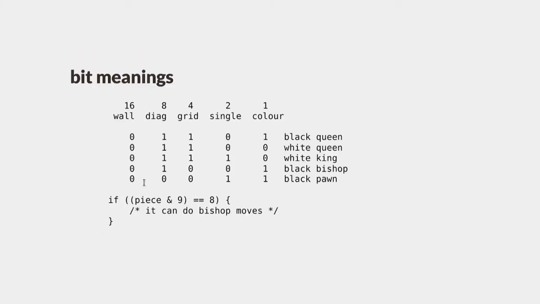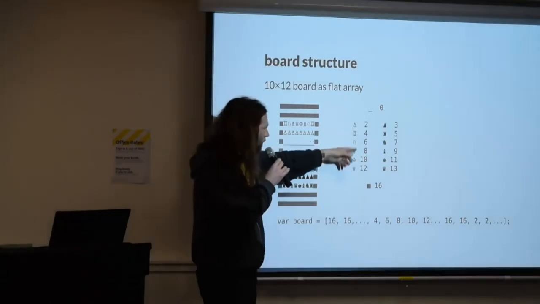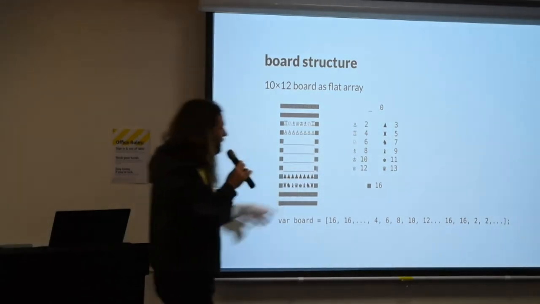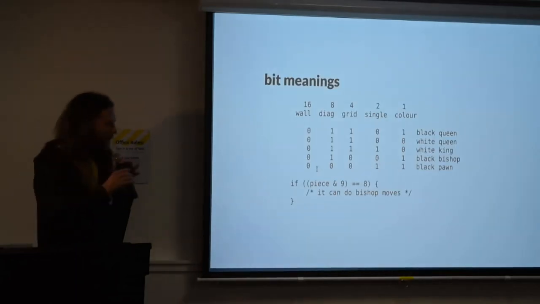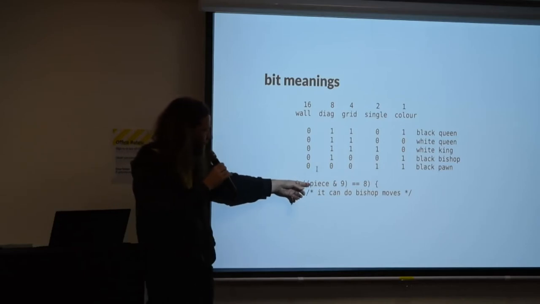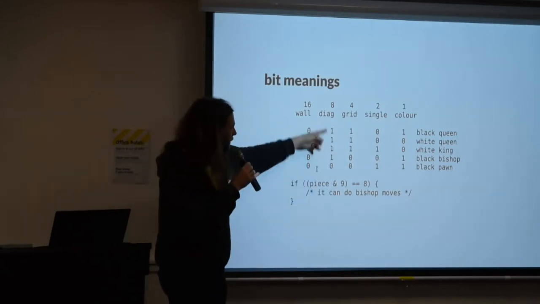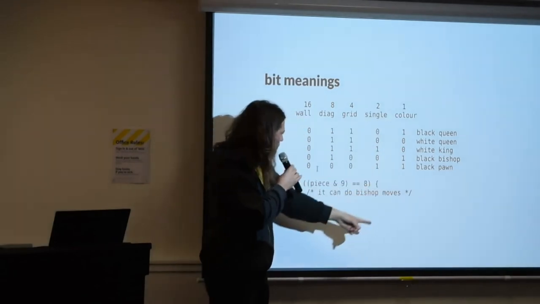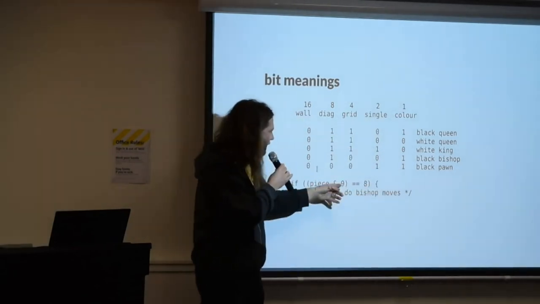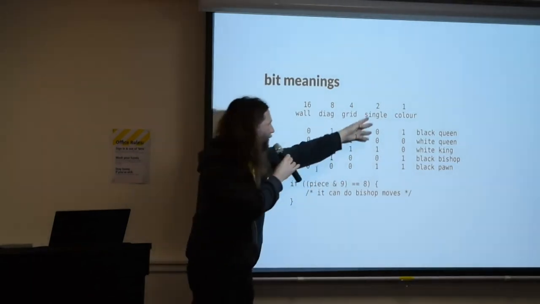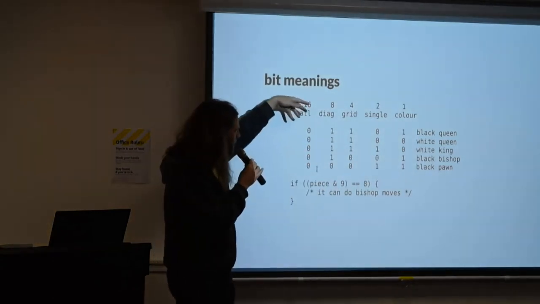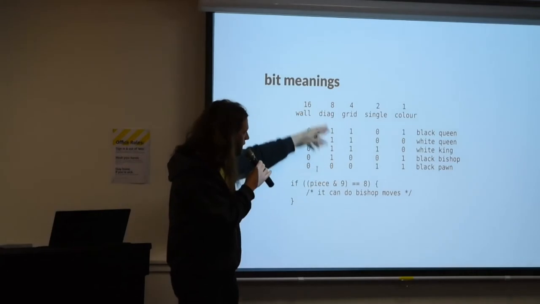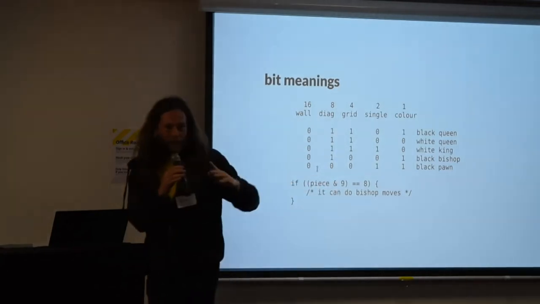It's maybe not optimal, but it works well enough. And these values that the pieces have, there's kind of a bit pattern to them. So when you're trying to work out whether the code can go, like if the piece and 9, which is looking at that bit, and it should be and 10. Sorry. If you look at those two columns, if it equals 8, that means that it can slide diagonally. It's a queen or a bishop.